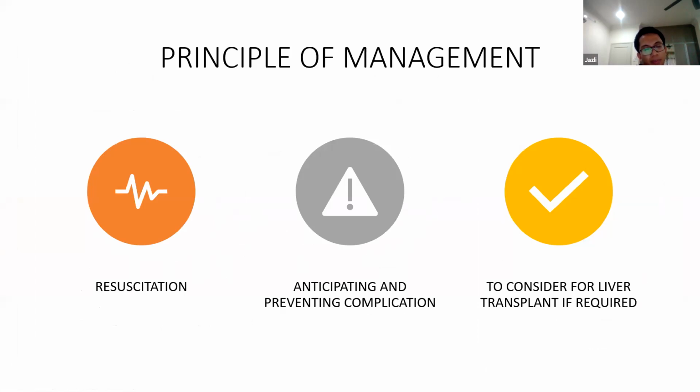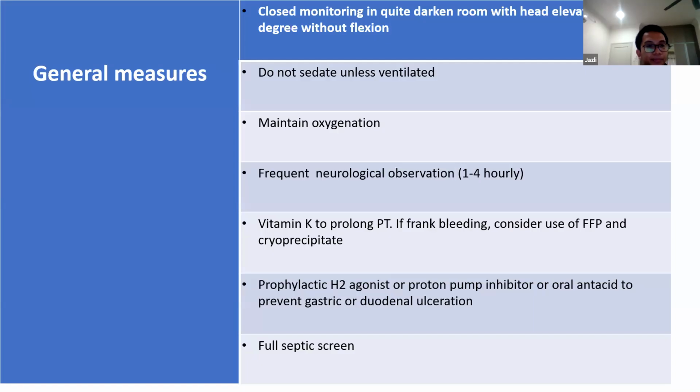Principle of management. So how do we approach cases of acute liver failure? The main thing, first things first, you resuscitate. Secondly, it's important for us to know the differentials, as I've mentioned previously. We have to bear in mind that the patient could have inborn error of metabolism, could have toxic causes of the acute liver failure, could have things such as autoimmune hepatitis. This is important so that you can anticipate and consider the possible complications. And lastly, we consider liver transplant if required.